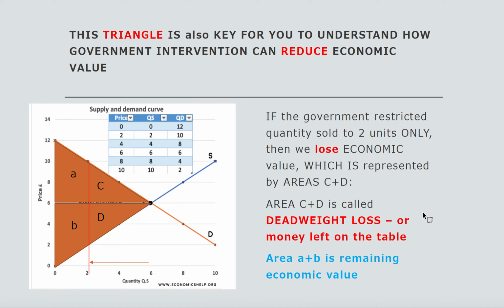We're stepping in and saying, nope, we're going to restrict it to 2, or we're going to restrict it to 0, or we're going to restrict it to whatever. I mean, we could restrict it to 8, but that doesn't matter because it's on the right of the equilibrium and that's not binding. But anything to the left of 6 that you restrict it, you are essentially leaving money on the table. Deadweight loss.